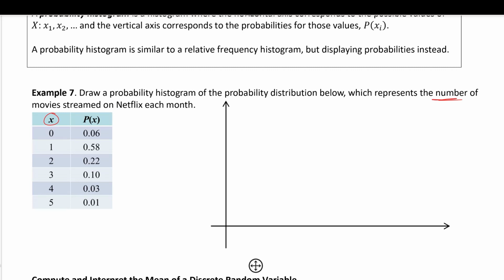All right, so let's go ahead and construct a histogram. Okay, so we have 6 outcomes here, right? 0 through 5.